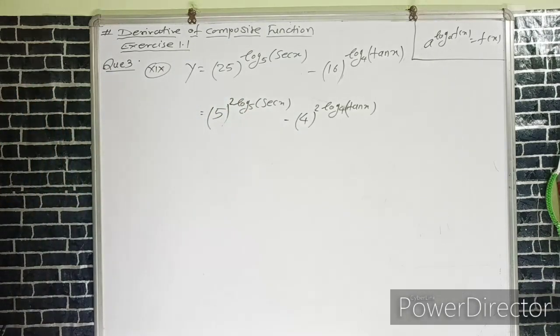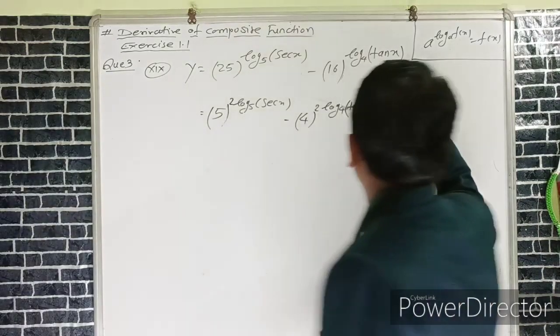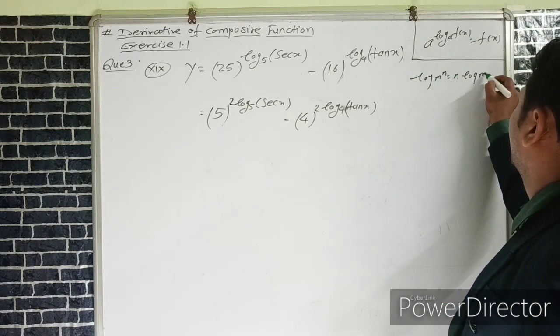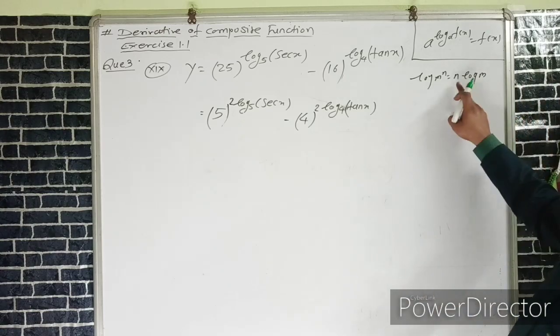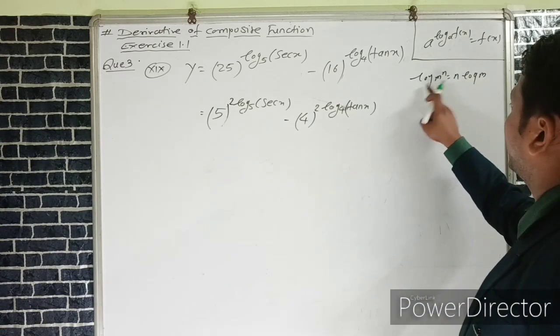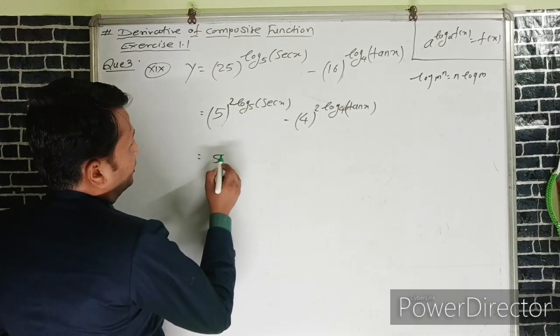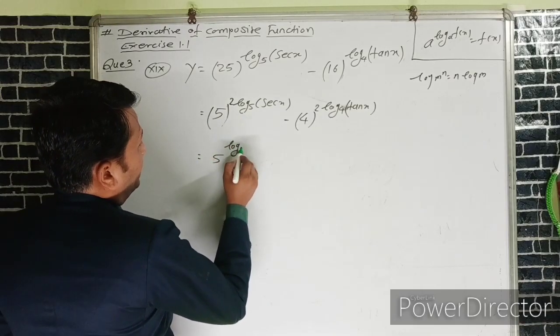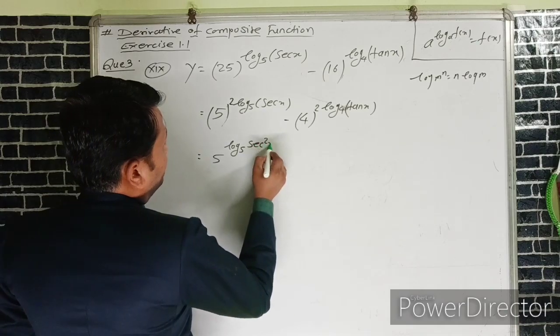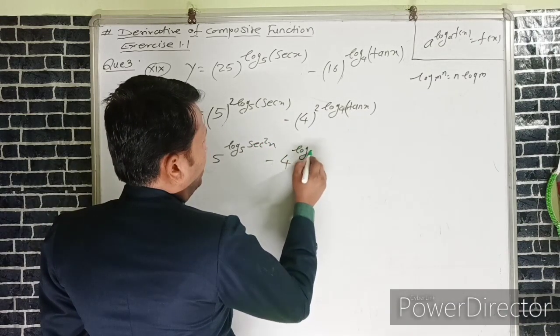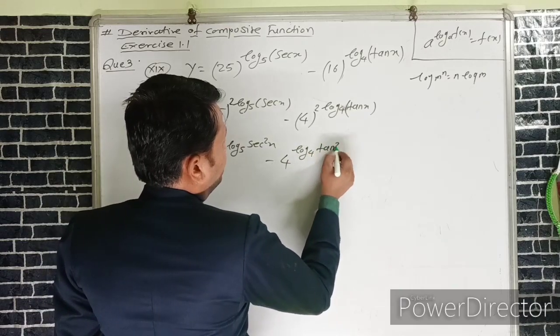After that, we know that log of m raised to the power n is n log m. Hence we can write n log m is equal to log of m raised to the power n. By applying this rule, we can write it as 5 raised to the power log base 5 sec square x minus 4 raised to the power log base 4 tan square x.